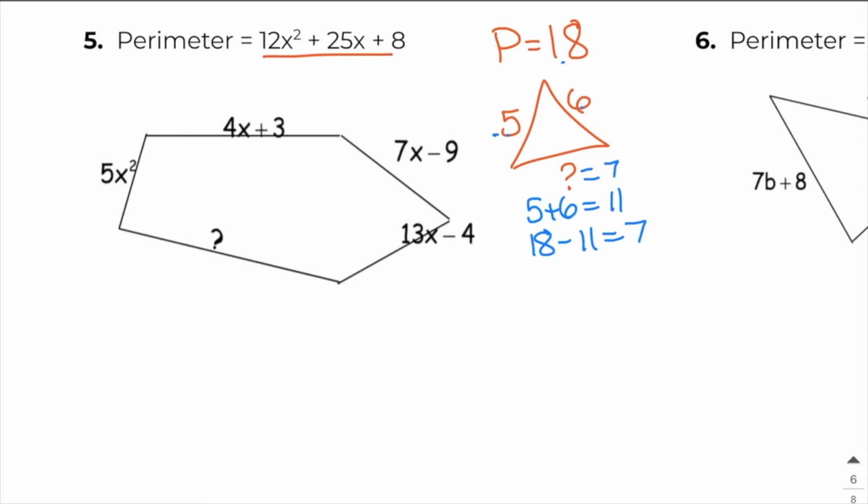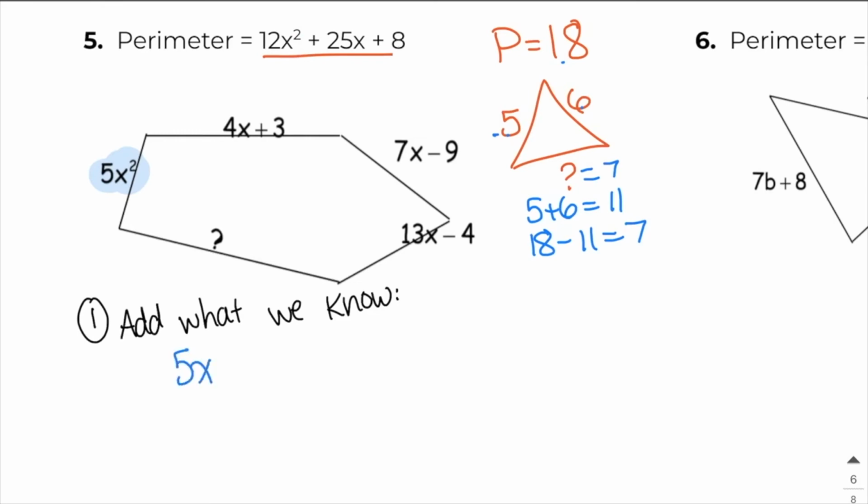So this is the same exact idea. So first thing we want to do is add what we know. So I know that I have, and I'm just going to do this all on the figure so I don't have to write this all out. So we've got 5x squared here, and nothing else is like that 5x squared, so I'm just going to copy that down. Okay, then I also have a 4x here, and that's like 7x, which is also like 13x.